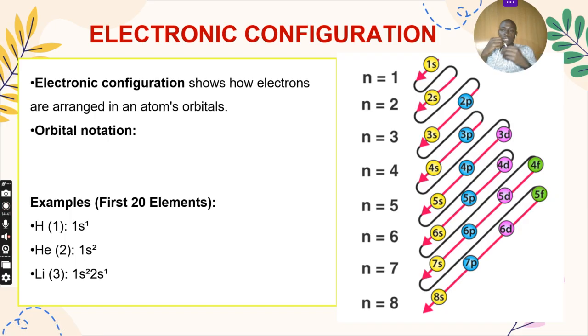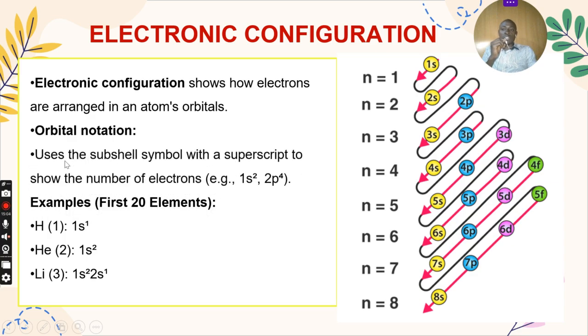So let's talk about the electronic configuration proper. Electronic configuration, just like I've said before, tells us how electrons are arranged within an atom. Electrons are arranged in atoms in a particularly defined manner.